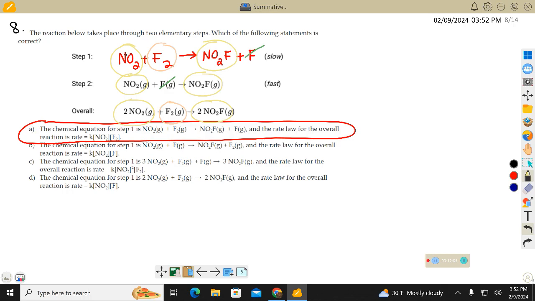The last piece of the puzzle is that we don't want that random fluorine atom in my final balanced equation. So if it's showing up as a reactant in step 2, it must have been produced in step 1. It's an intermediate. If it's produced and consumed, that'll cancel out. So I got the equation for step 1, and then the rate law would be based on the molecularity of the slow step, which would be step 1. So it should be first order for both the NO2 and the F2.